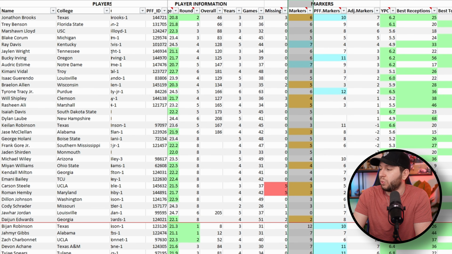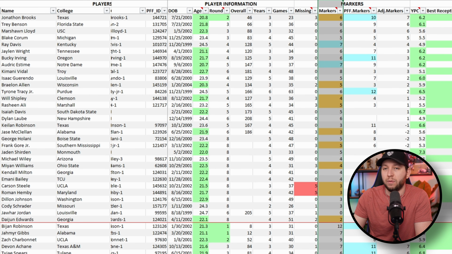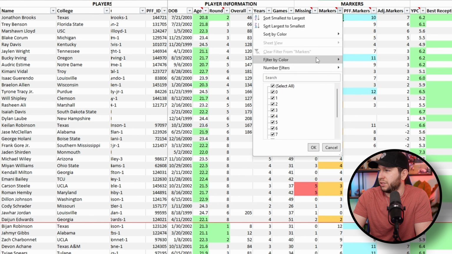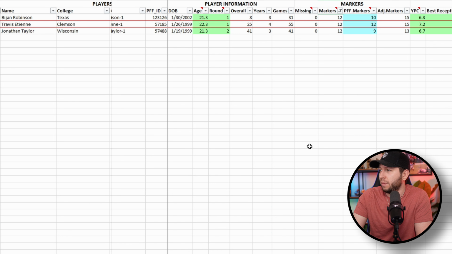So again, like the wide receivers, any one of those 12 markers is not necessarily super difficult to hit as an individual point. But when you start parlaying them into 12 markers, when you stack them up over 7, 8, 9, 10, 11, 12 markers, that's really where you start to see some big time differentiators between who the best running back prospects are versus guys who lack in some of the areas.